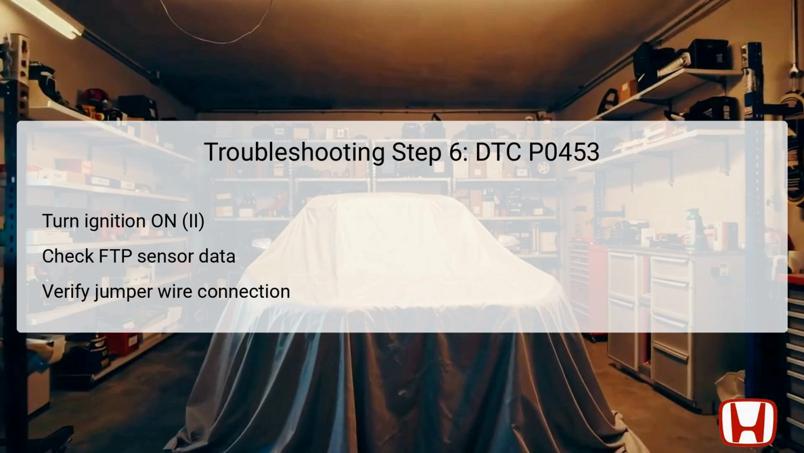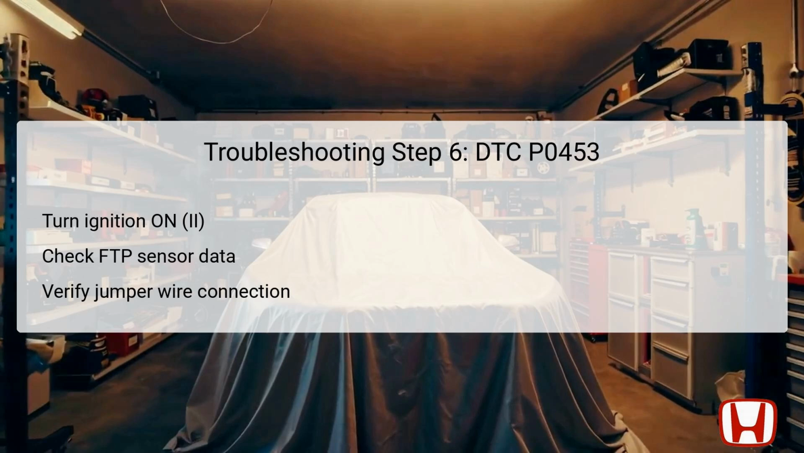After completing the previous steps, turn the ignition switch to the on position 2 once more. This allows the vehicle systems to power up and is crucial for conducting the next round of diagnostics. Utilizing the HDS, check the data list to verify the reading from the FTP sensor again. With the jumper wire connected, you should expect to see a reading of around 7.3 kilopascals, 2.16 inHg, or 55 mmHg, or 4.7 volts or higher.